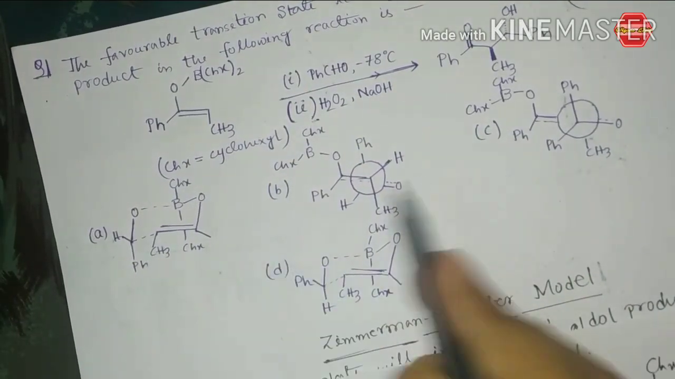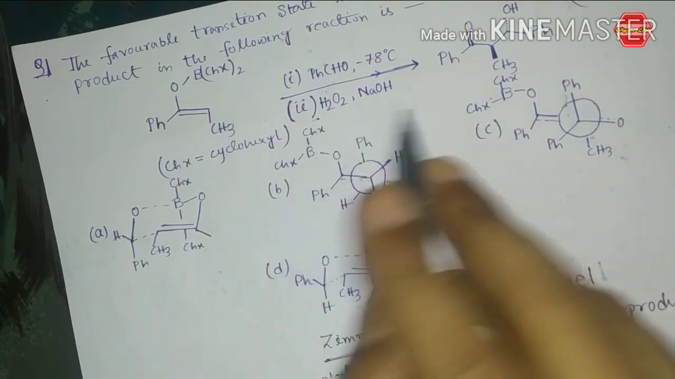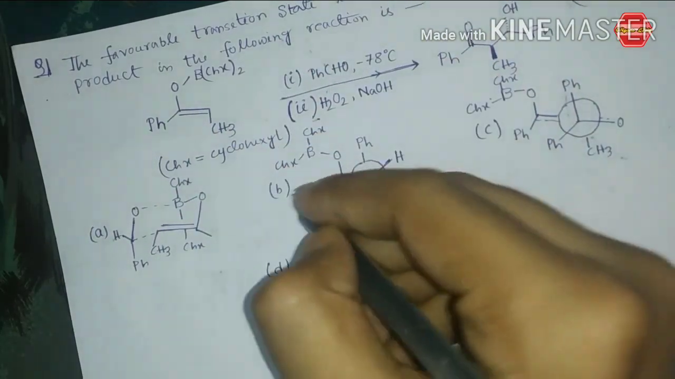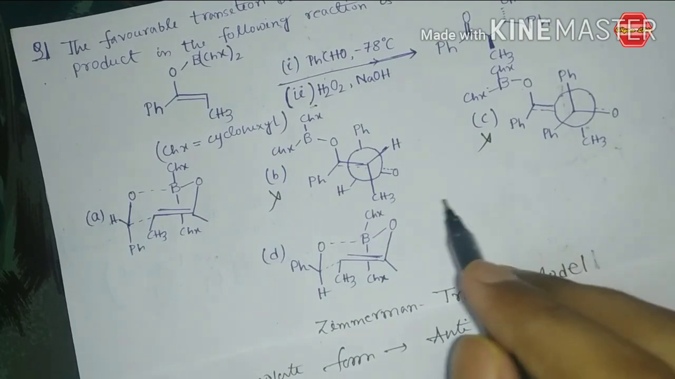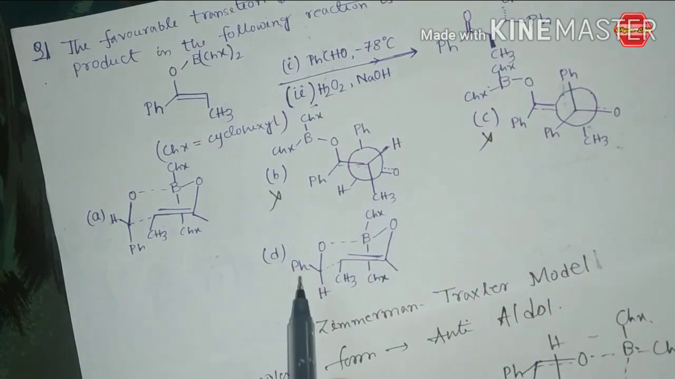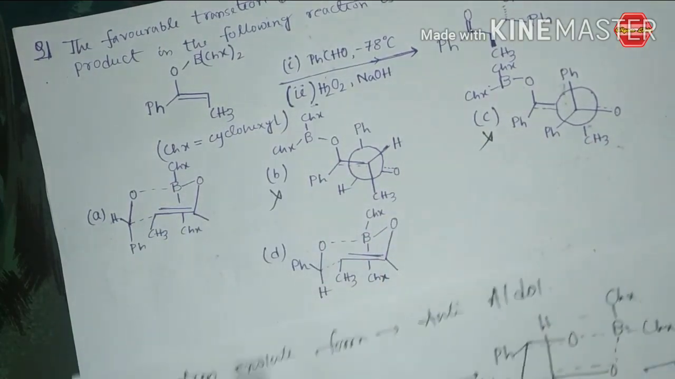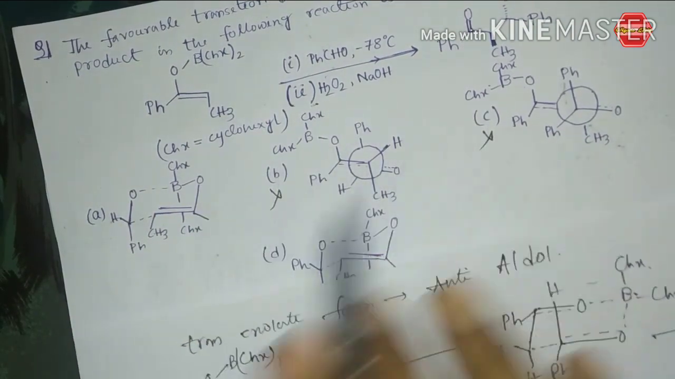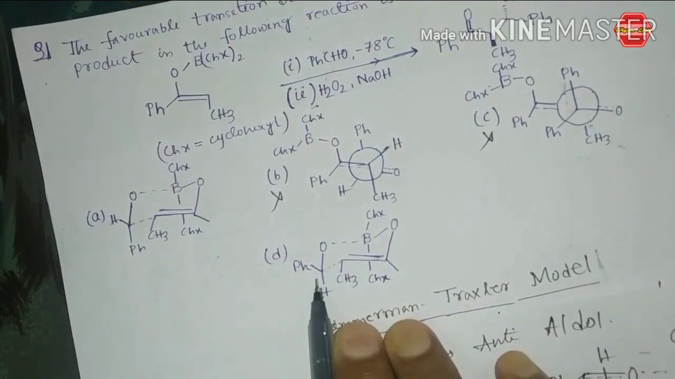So there are 1, 2, 3, 4 options, you can easily rule out the 2 options which are given in the question, that is this one and this one, just because of this type of structure, this type of staggered formation is given. But in case of this type of Newman projection which is given, we know the structure, that is the Zimmerman-Traxler model, which follows a 6-membered cyclic transition state. So these 2 cyclic transition states are given, one is this, another is this.